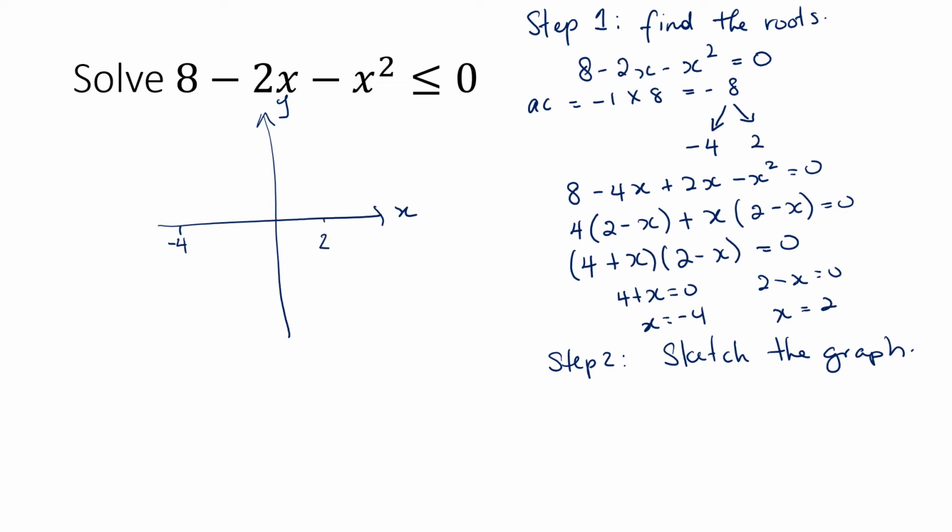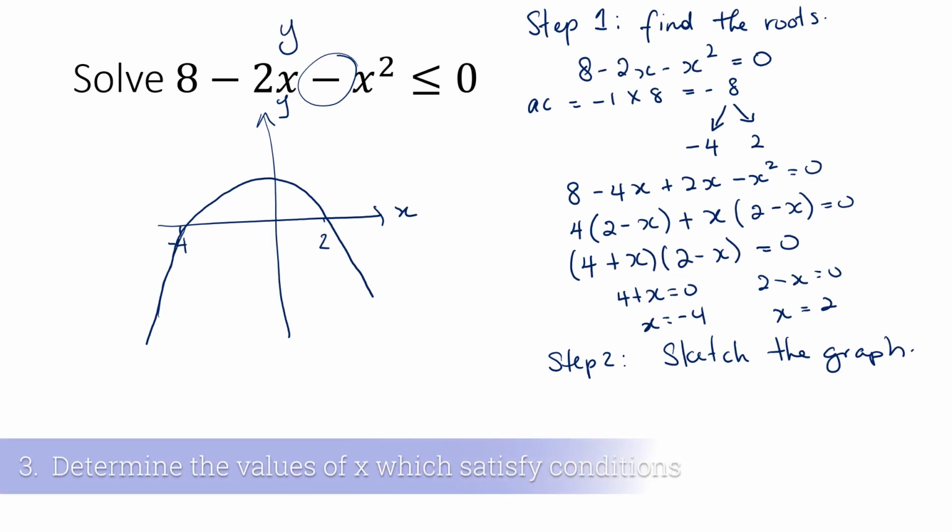Now, the coefficient of x squared is negative. So my graph will look like this. And let's pretend that it passed through -4 and 2. Okay, so my graph will look like this. So now we know that when y equals 0, x is -4 and 2.